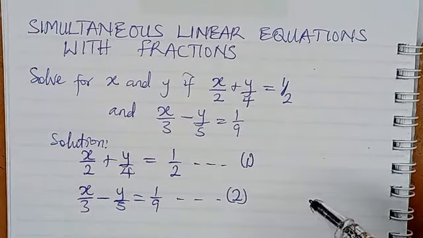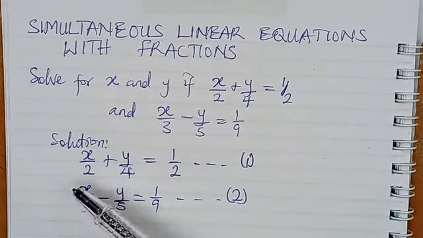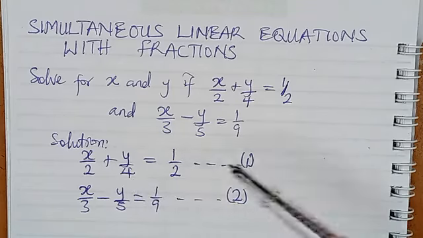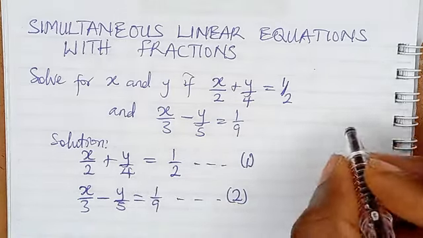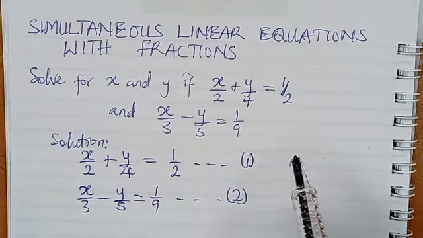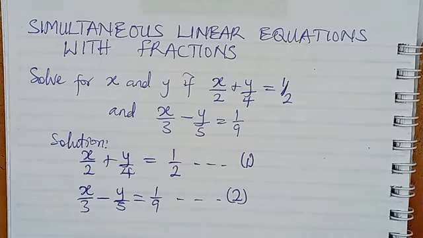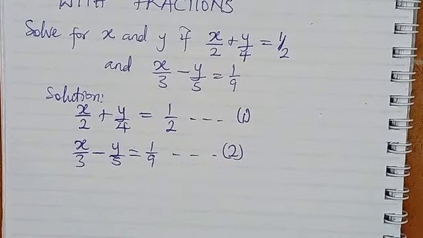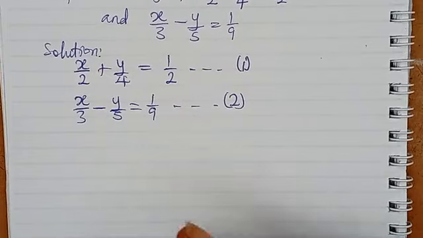Now, the next thing for us to do is to find the LCM of the denominators of equation 1. When looking at it, the LCM is 4. The whole denominator, the LCM is 4. So, what are we going to do with that? We are going to multiply all through by 4. That is, we are going to multiply equation 1 by 4.